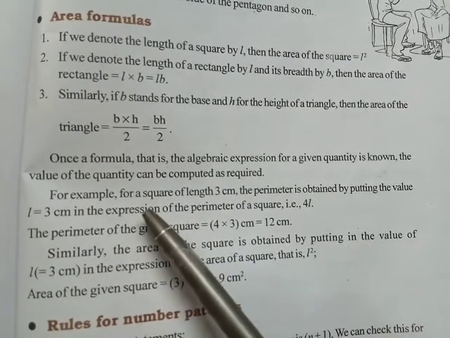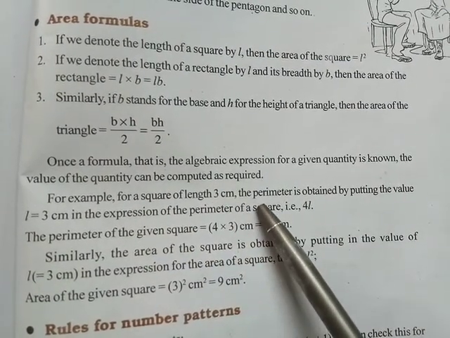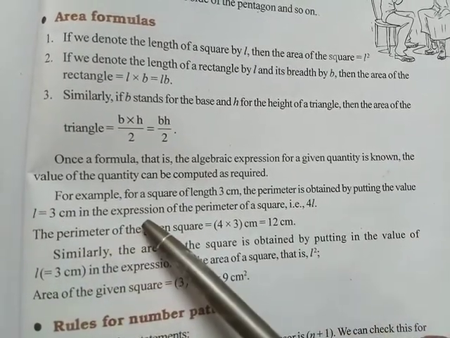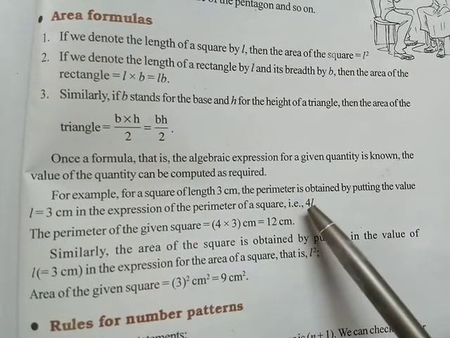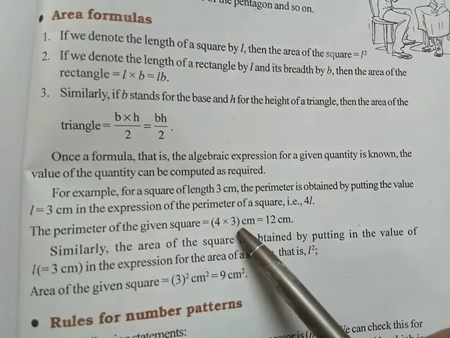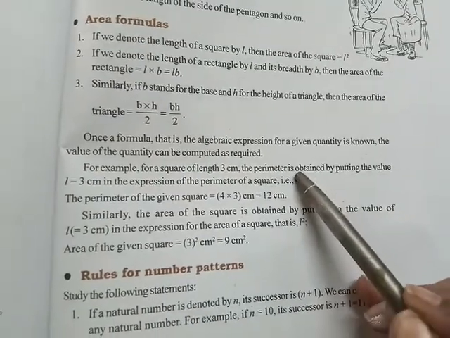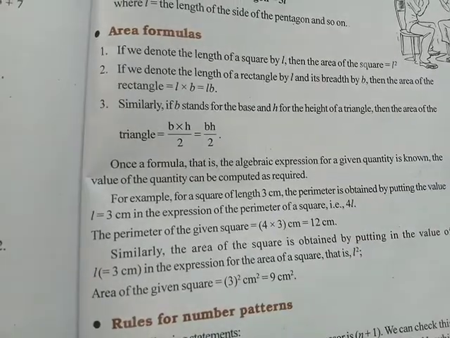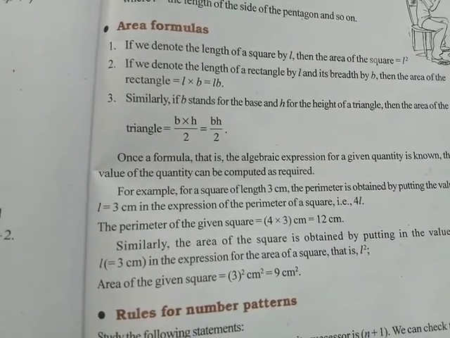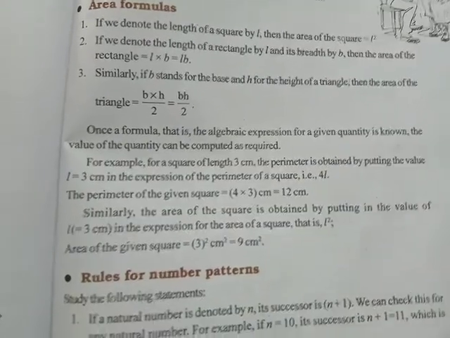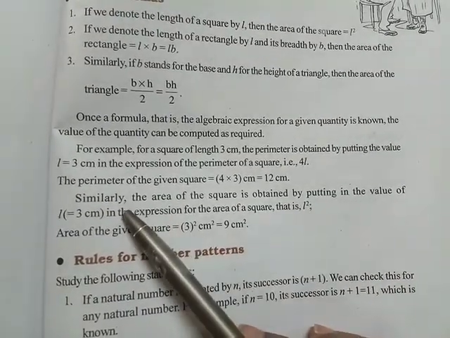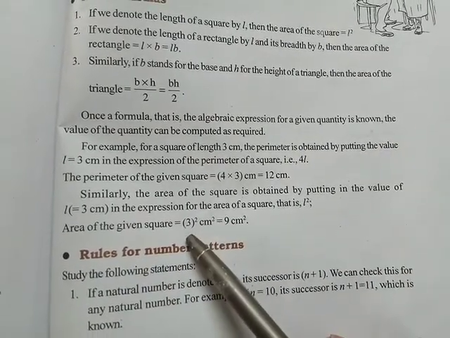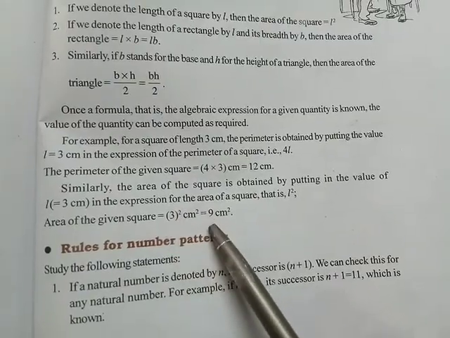For example, for a square of length 3 cm, the perimeter is obtained by putting the value of L equal to 3 cm in the expression of the perimeter of a square, that is 4L. So we replace L by 3, so 4 into 3 is equal to 12 cm. This we have seen in exercise 12.3. If you replace the value of the variable by a numerical value, you will get the answer of the algebraic expression. Suppose we want to find the area, then what is the area of the given square? L square. L is your variable, substitute the value of L, that is 3. So 3 square cm square, that is 9 cm square.